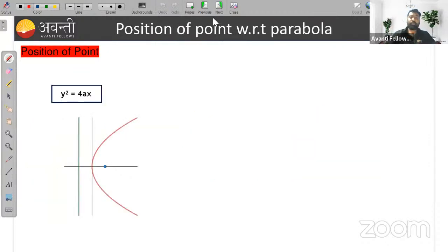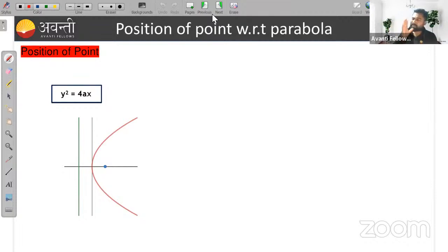Now we'll discuss position of a point with respect to the parabola. Already we have discussed all these things previously, for the straight line and for the circle also. So if you have a point, how can you check whether that point is lying on the parabola, or inside the parabola, or outside the parabola?